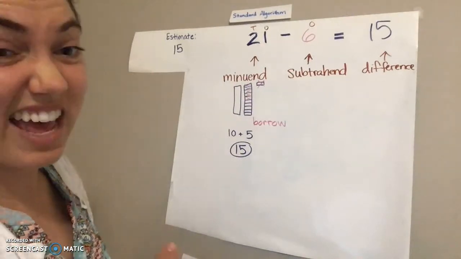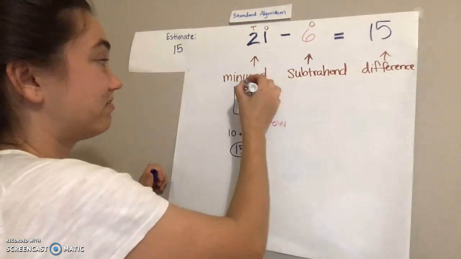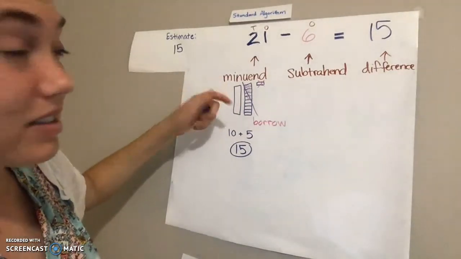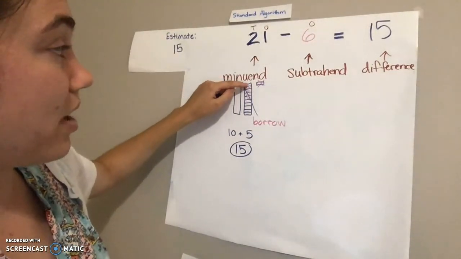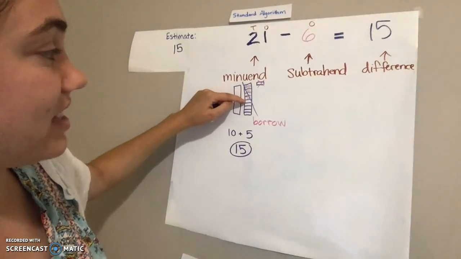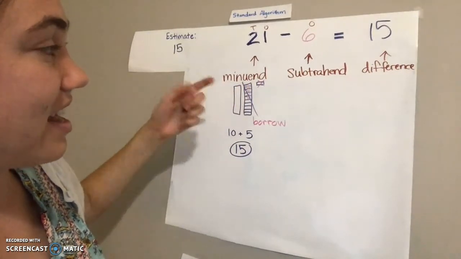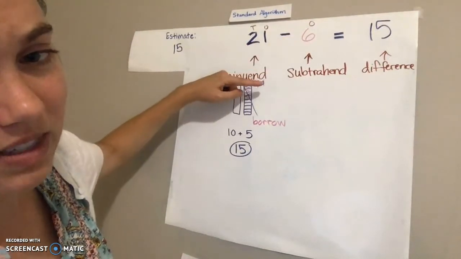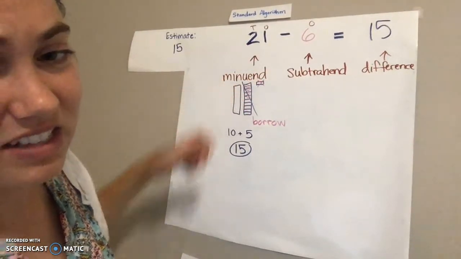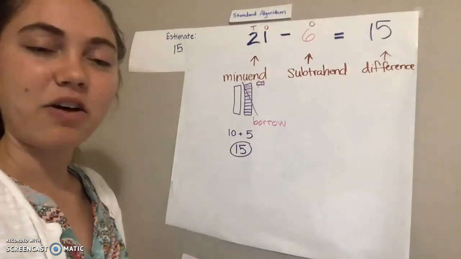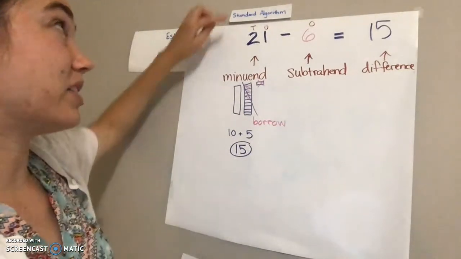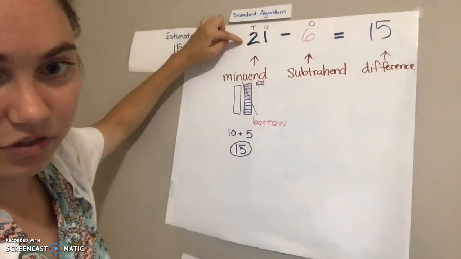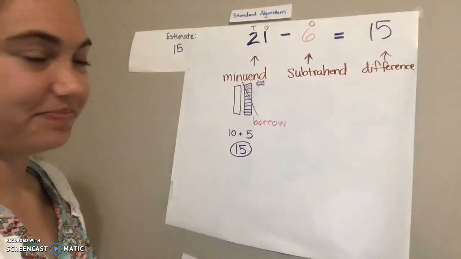We had to cross that 10 out, and we had to break it up into its ones. So we said 1, 2, 3, 4, 5, 6, 7, 8, 9, 10. And we needed how many? We needed 6 in total. So we crossed out 1 and then 5 of these. Now let's use our standard algorithm as a strategy to solve 21 minus 6.